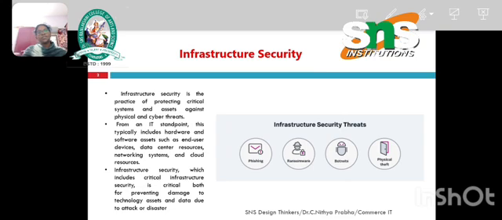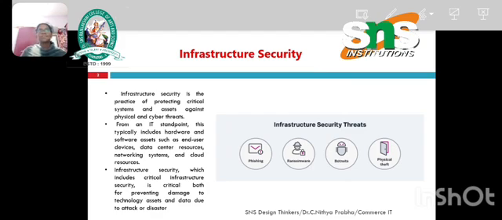Now we are going to see about infrastructure security. Infrastructure security refers to the protection of the organization's physical and digital assets, including hardware, software, networks, and data from unauthorized access, misuse, or damage. It encompasses various measures to safeguard systems and prevent cyber attacks and other threats.